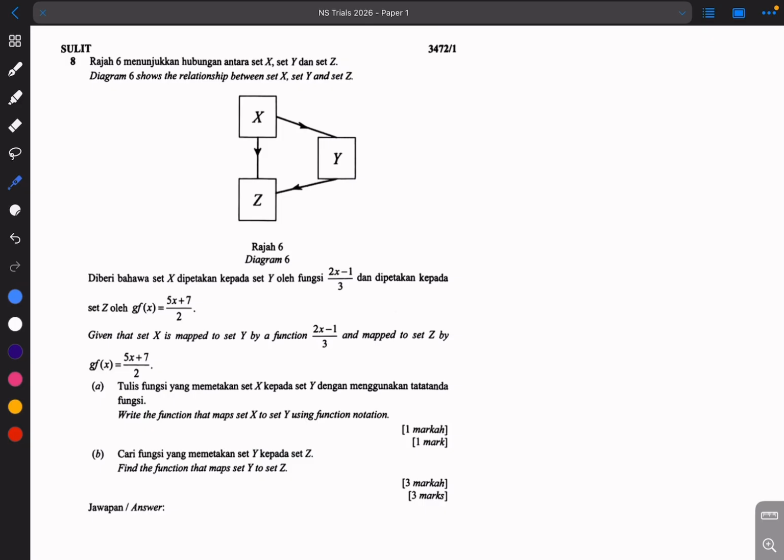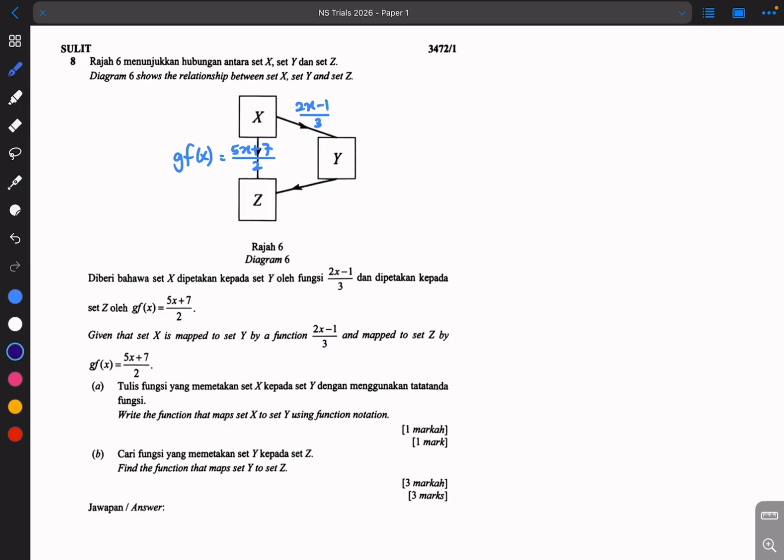Question 8. Diagram 6 shows the relationship between sets x, y, and z. Given that set x is mapped to set y by this function, f of x is 2x minus 1 over 3, and mapped to set z by this function, so x to z is g of f of x, which is 5x plus 7 over 2. A. Write the function that maps set x to set y using function notation. So we need to find this function.